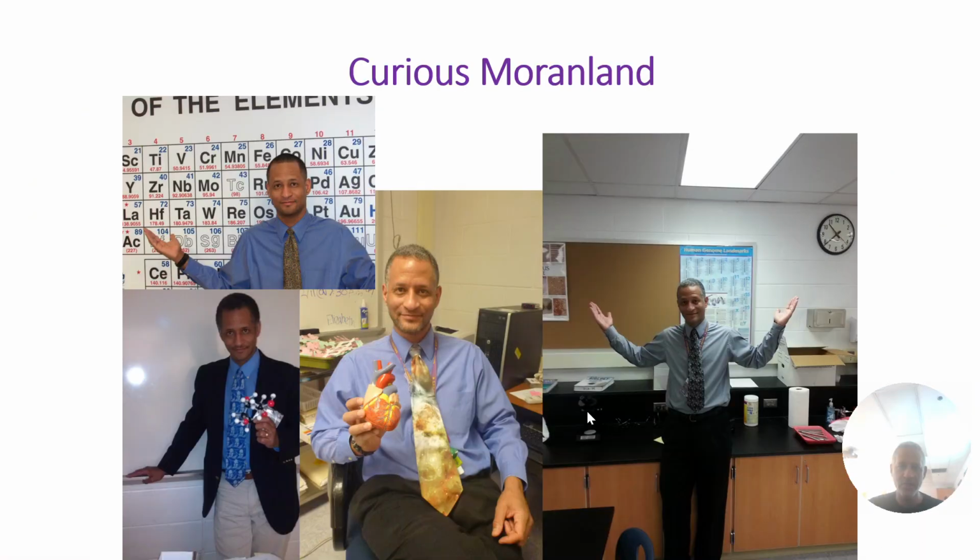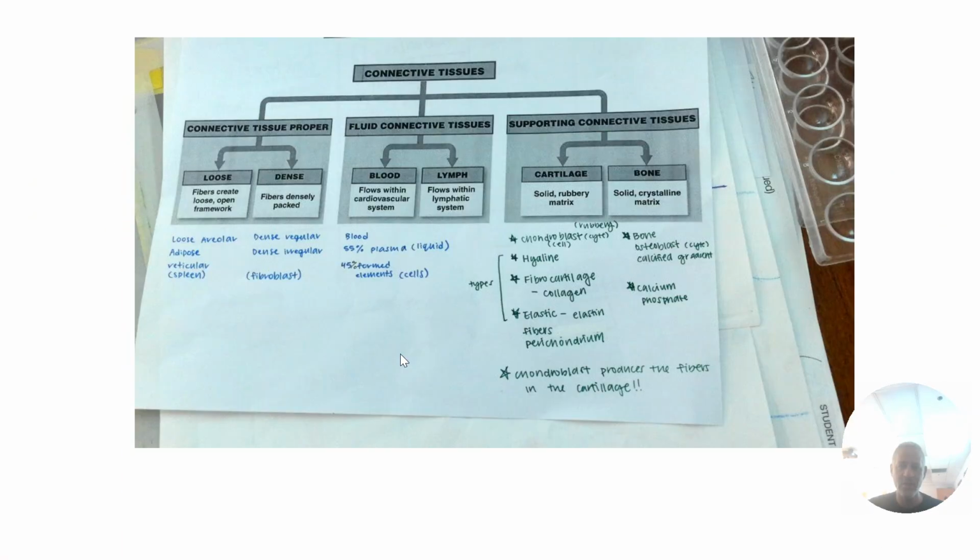Let me go back to the camera here and show you. Here's the background that the students have. You might notice I have done some other videos. I can put them in the description so you can see those. There are three categories: connective tissue proper, connective fluid, and supporting, and each one has breakdowns of the types of tissue. Then we want them to understand how you identify the cell and the extracellular matrix.